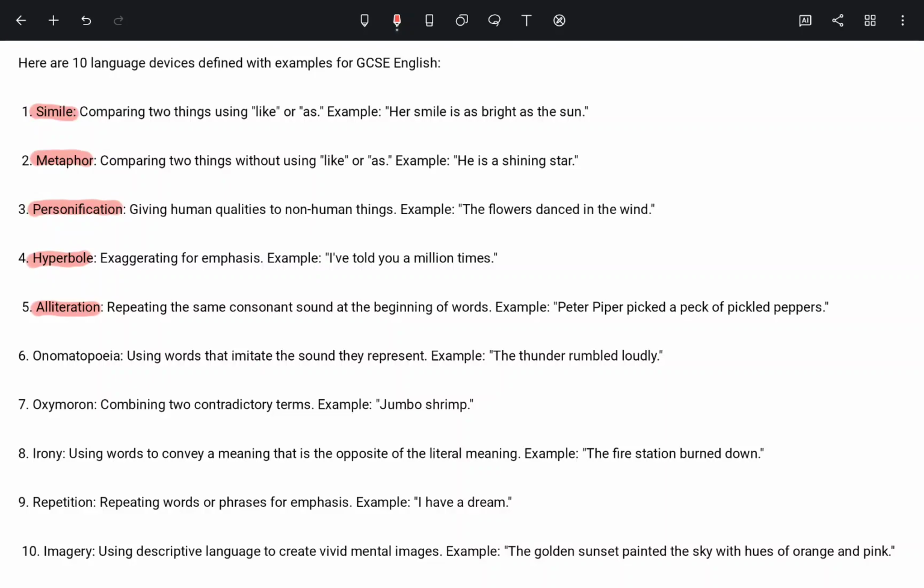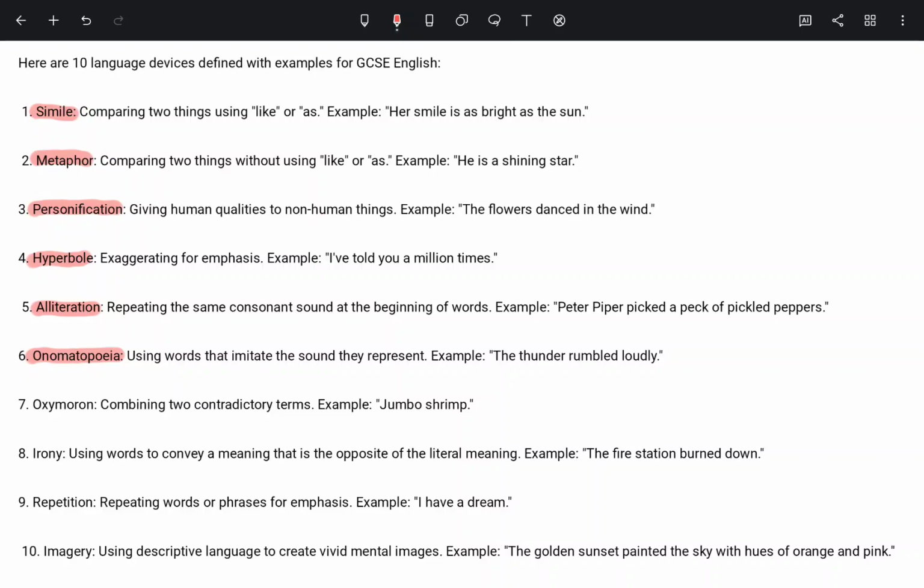Number six is onomatopoeia. Again, something that you may have come across before, using words that imitate the sound they represent. So for example, the thunder rumbled loudly. Okay, so it's all the sound noises using words. So bang, crash, thud, etc.